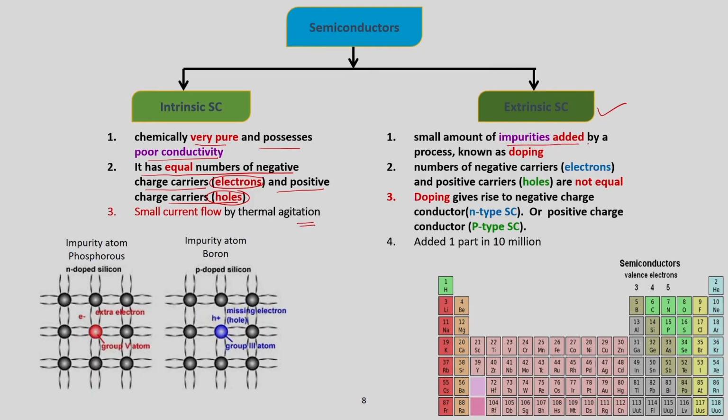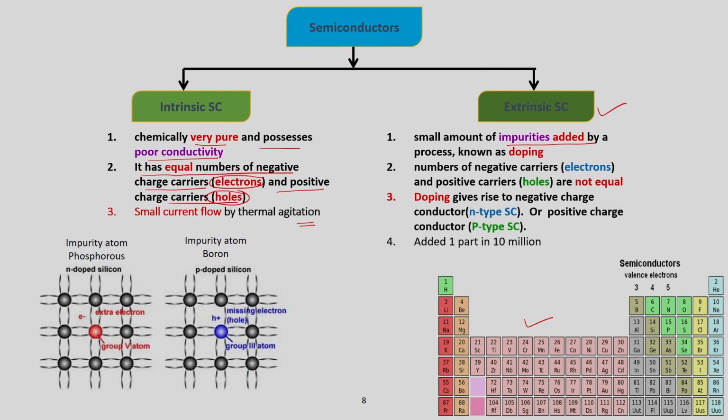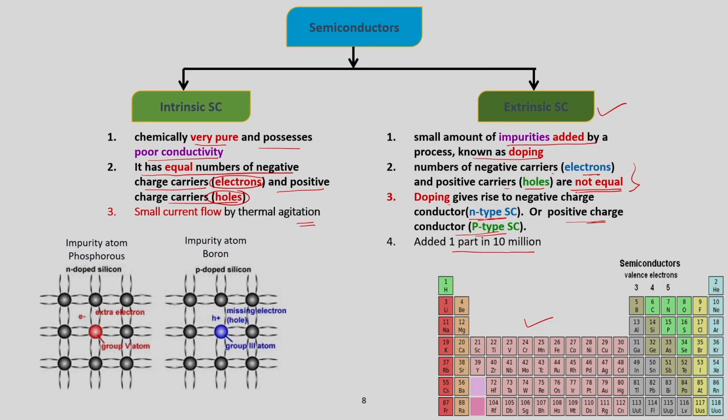So in the case of an extrinsic semiconductor, a small amount of impurities is added. Some kind of impurity atoms are added. There are different impurity atoms, so maybe we can use our chart to identify which element we need to use for doping. A small amount of impurity is added by a process known as doping, and the numbers of negative carriers, that is electrons, and positive carriers, holes, are not equal. This is very, very important. Doping gives rise to a negative charge conductor, that is the n type semiconductor, and a positive charge conductor, called the p type semiconductor. Normally the amount of impurity added to a pure crystal is about 1 part in 10 million, which is very, very small. Again there are certain issues, such as when to add and how much to add.